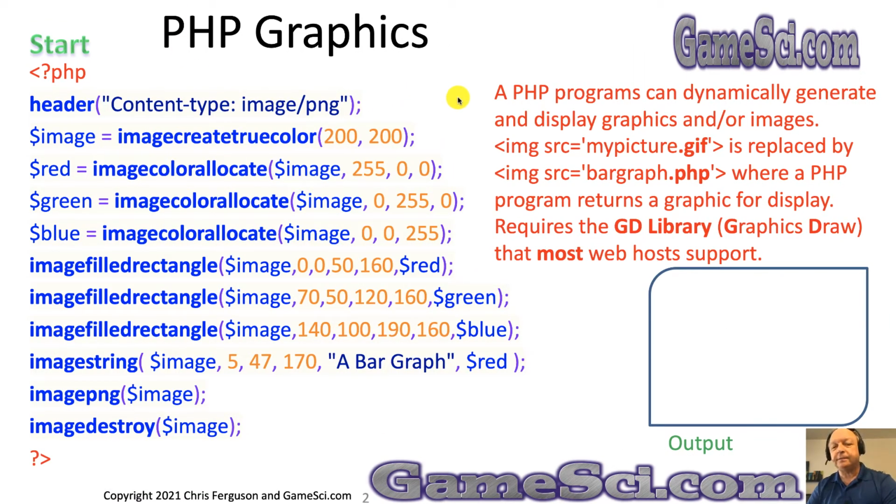PHP graphics. A PHP program can dynamically generate and display graphics and/or images. Instead of creating an image tag where you hard code the name of a file, it is replaced by a new image tag where you run a PHP program. Instead of displaying my picture.gif, I would like this image tag to run the program bargraph.php, where the PHP program returns a graphic for display. This requires the GD library, or graphics draw, that most web hosts support.